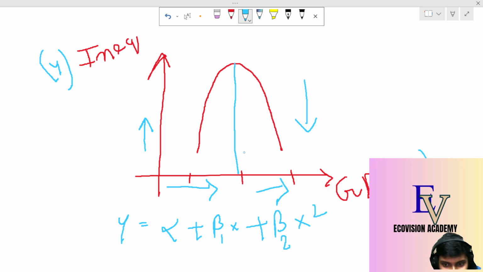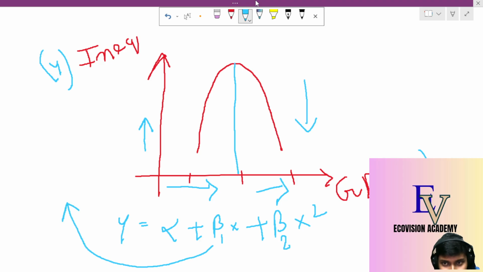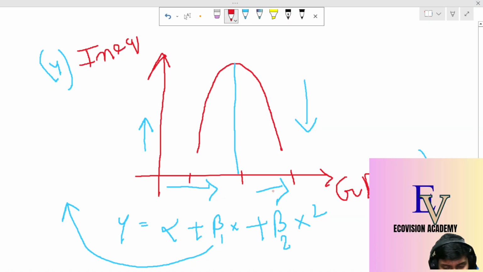Now can you interpret from this inverted U shape what the value of beta 1 should be? Positive or negative? Positive. Why? Because they are in the first quadrant. Exactly. As x, which is GDP, increases, y, inequality, also increases.